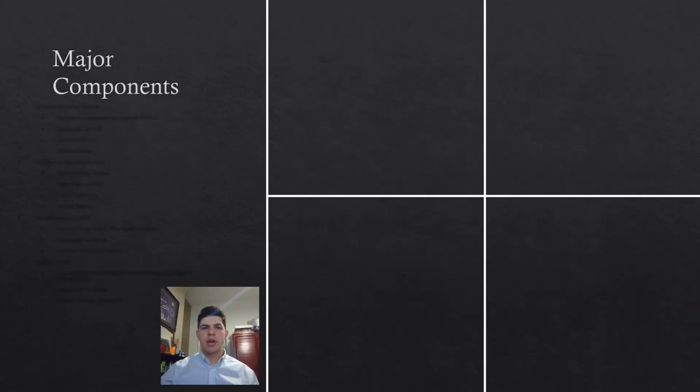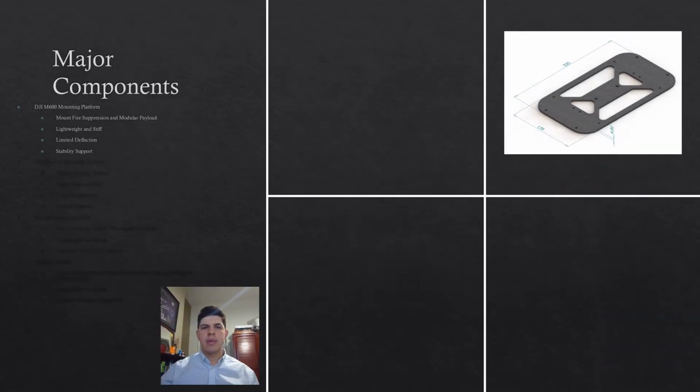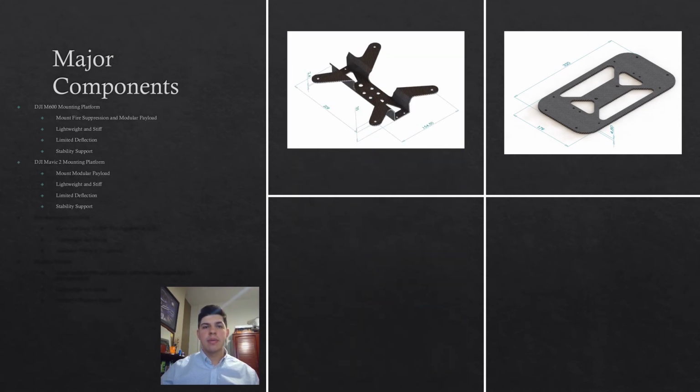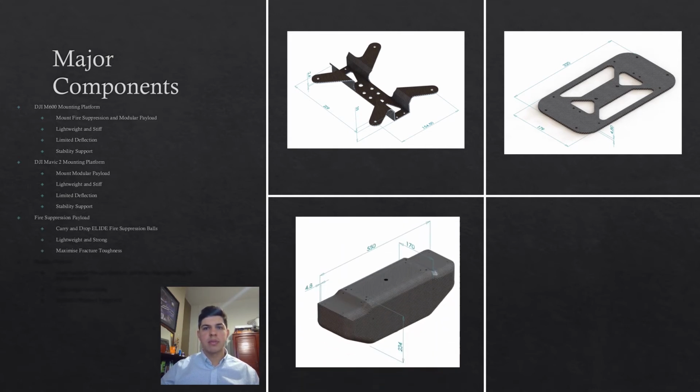The 4 major components are the DJI M600 mounting platform to mount the fire suppression and modular payloads, the DJI Mavic 2 mounting platform to mount the modular payload. Both of these mounting platforms require maximum lightweight stiffness for optimum performance and limited deflection whilst offering stability for quality camera operation and flight. The fire suppression payload carries the Elite A fire suppression balls, which will be used to suppress small spot fires and aid in bushfire mitigation.